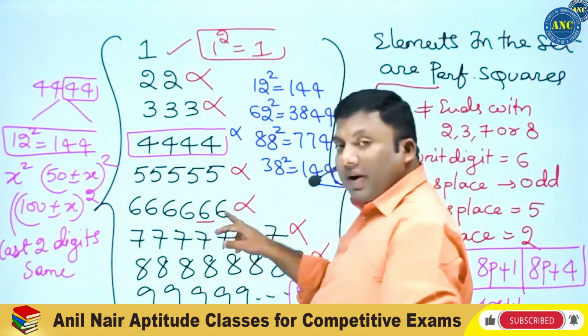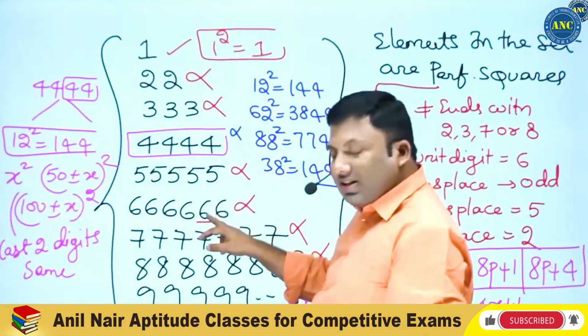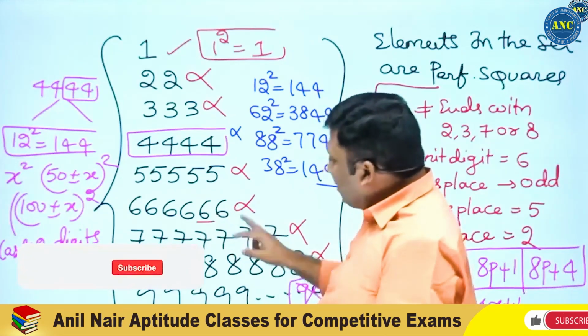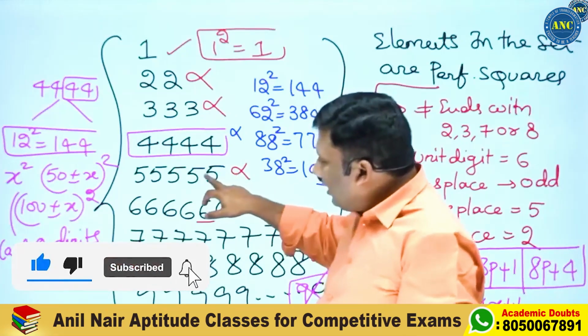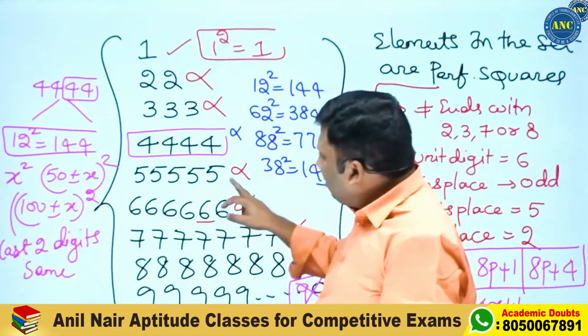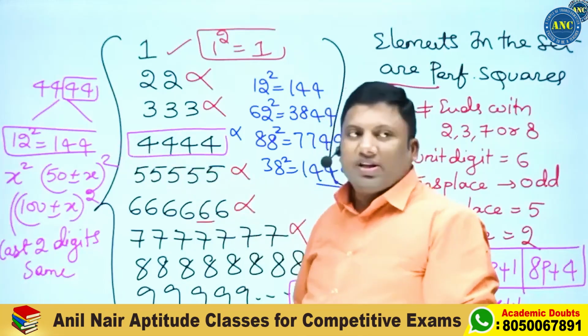Next one, any perfect square ending with 6 has an odd tens place. Here it is 6, it is out. Any perfect square whose unit digit is 5 should have tens place 2. This is out. These I checked by using this logic.